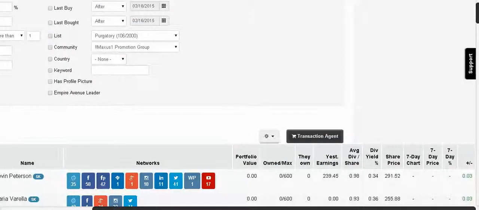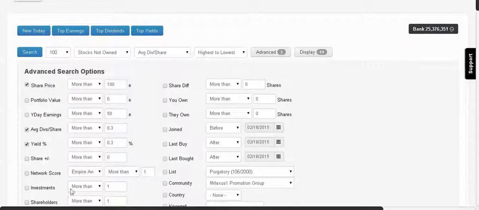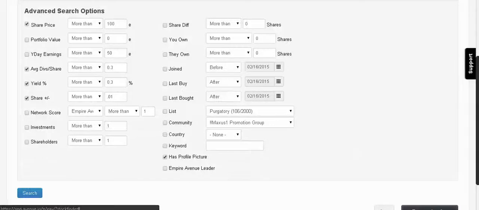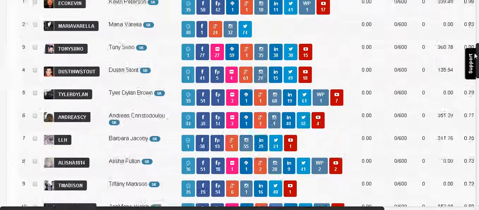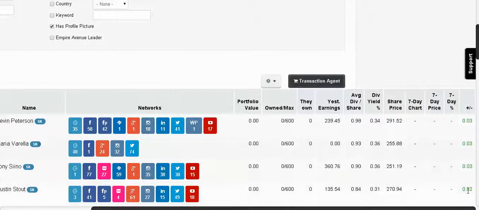There's another couple of checks we want to hit real quick before we just accept that. We want to make sure they have a profile picture. I would pretty much recommend always hitting that, just because if they didn't take the effort to upload a profile picture, they don't care, right? And then share plus or minus more than, we'll say, 0.01. That's essentially making sure that they're increasing in value. We don't want people who are decreasing necessarily. We just want people that are increasing, at least to begin. That's our preferred type of individual, right?